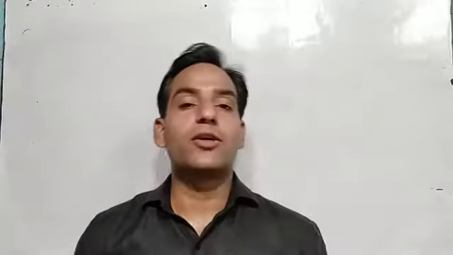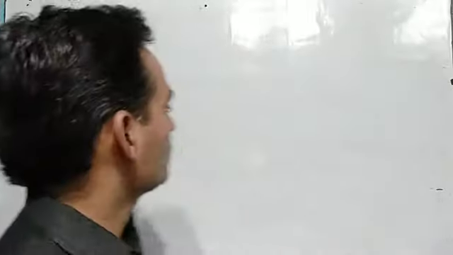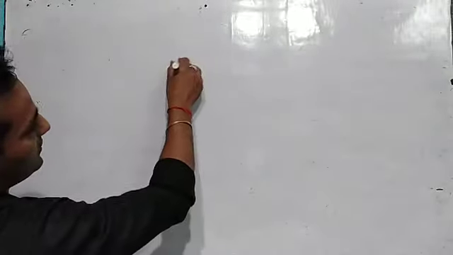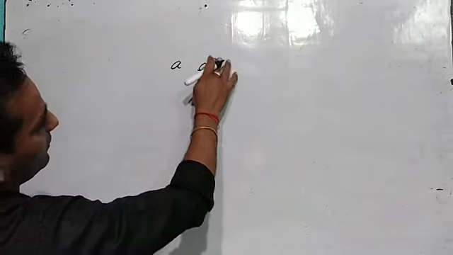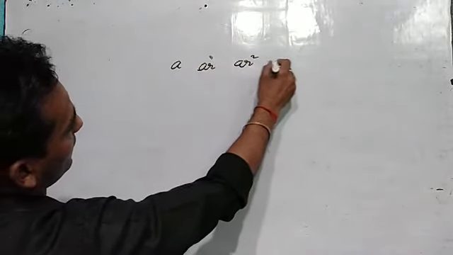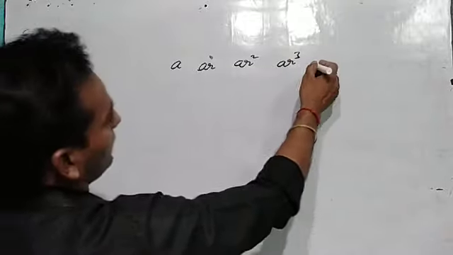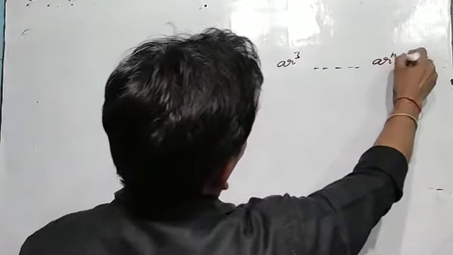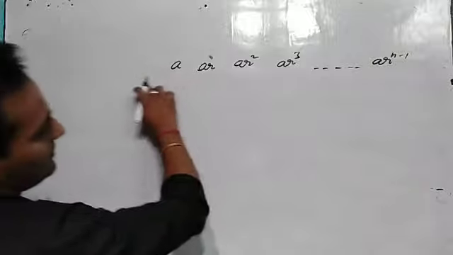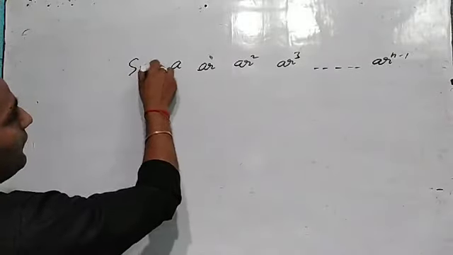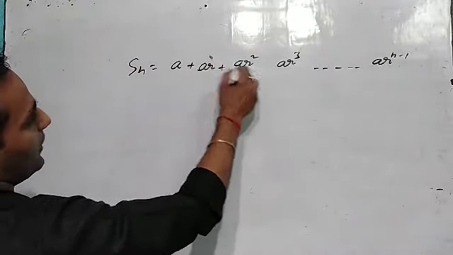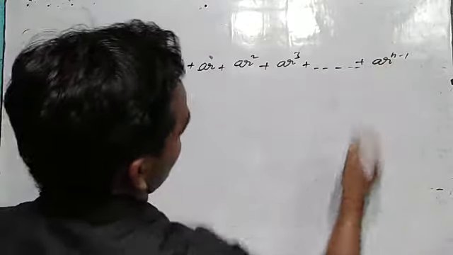Now, the way we found the sum of n terms of an AP series, in the same way we will find the sum of n terms of a GP series. Okay. So now, if we have a GP series a, ar, ar square, ar power 3, like that up to ar power n minus 1, and we have to find the sum Sn, a plus ar plus ar square plus, and so on.